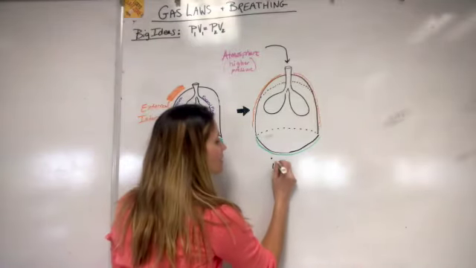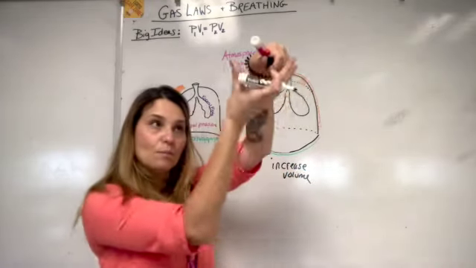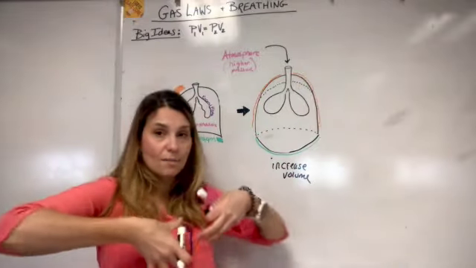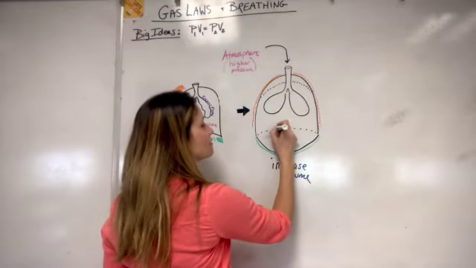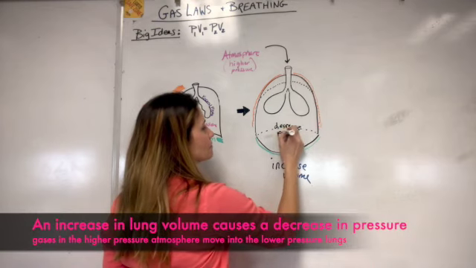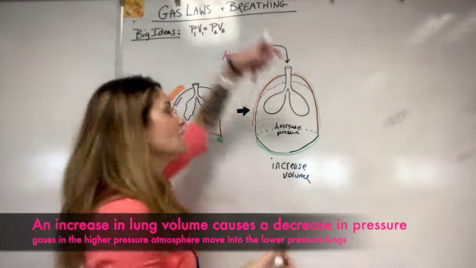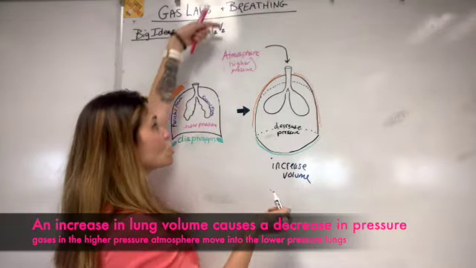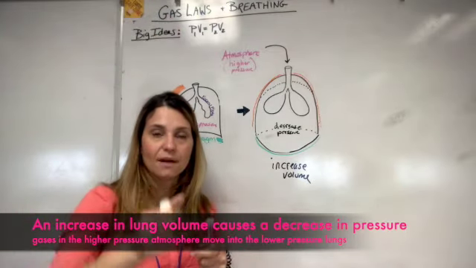So we increase volume by moving the diaphragm down and making more space within our thoracic cavity. It decreases the pressure, which causes a bigger change in the pressure difference between the atmosphere and within our lungs, which causes the gases in the air to just naturally flow in. All right, so that's one of the muscles.